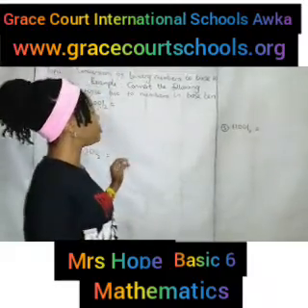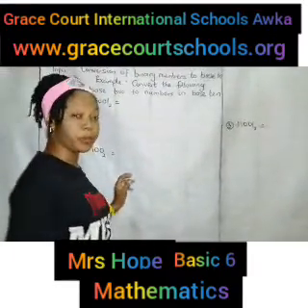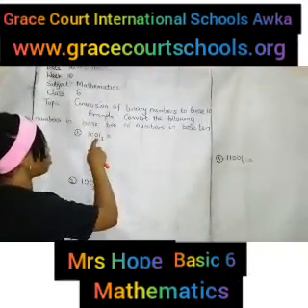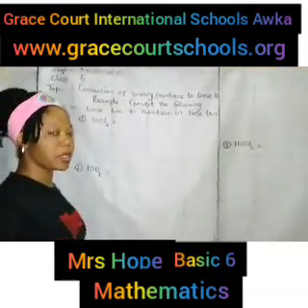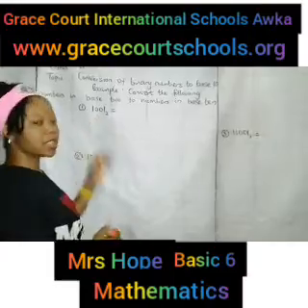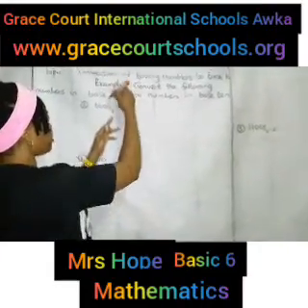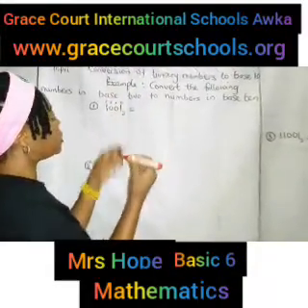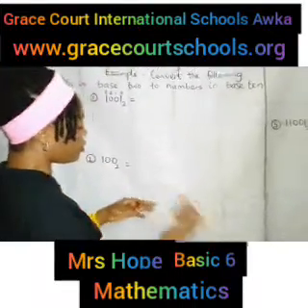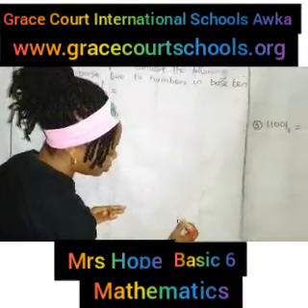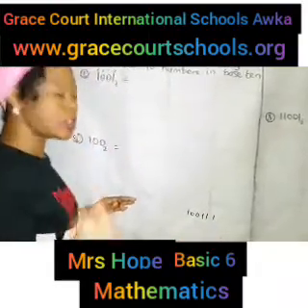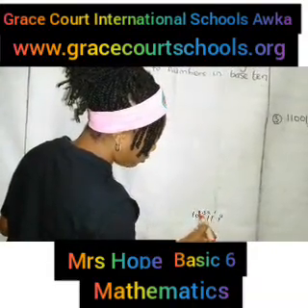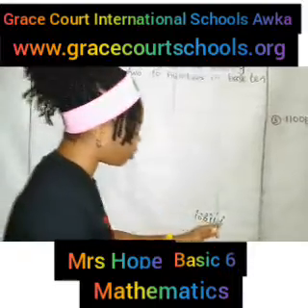Example 1. Convert the following numbers in base 2 to base 10. These are the numbers. Convert 1001 base 2. We want to change it to base 10. Pay very good attention. In converting this, this is what we do. Start from the back, count 0, 1, 2, 3. Even if it is a number longer than this, you do the same thing. For example, if you have 100111, you still start from the back, 0, 1, 2, 3, 4, 5, till wherever it stops.